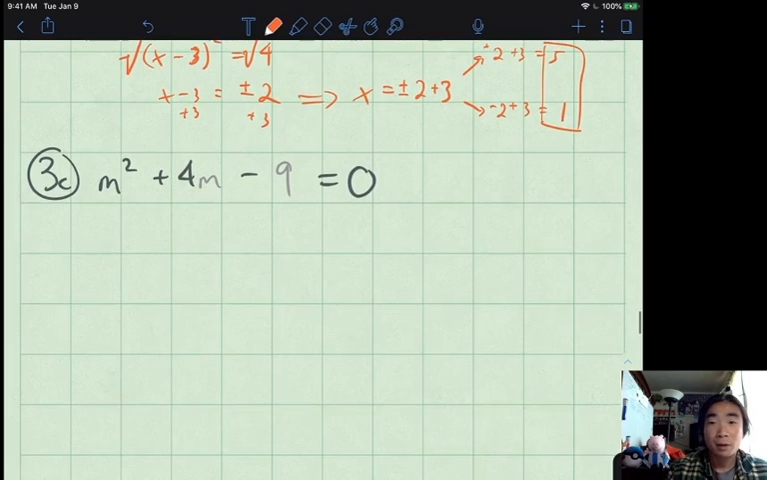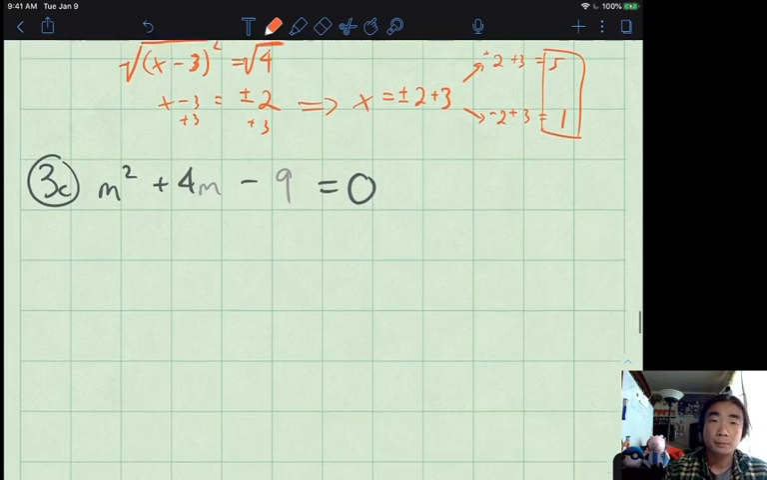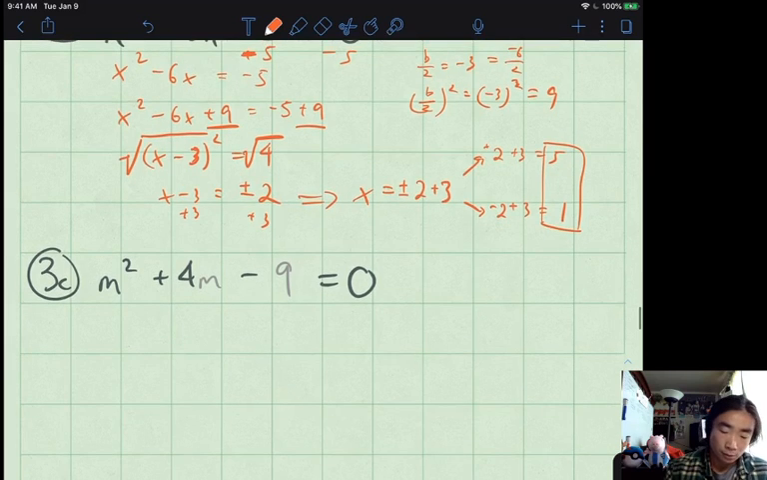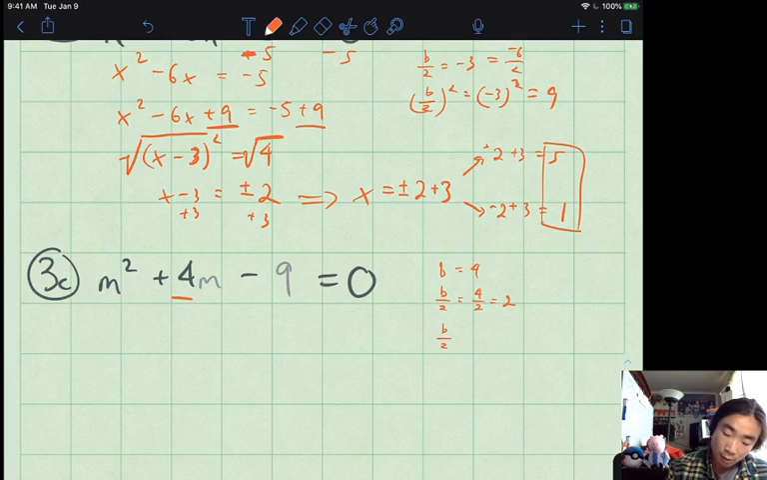For 3c, maybe I'll demonstrate that other way of representing it. So here, we'll start by identifying our b value. b is equal to 4, so b over 2 equals 4 over 2, which gives us 2. b over 2 squared is 2 squared, which is 4.